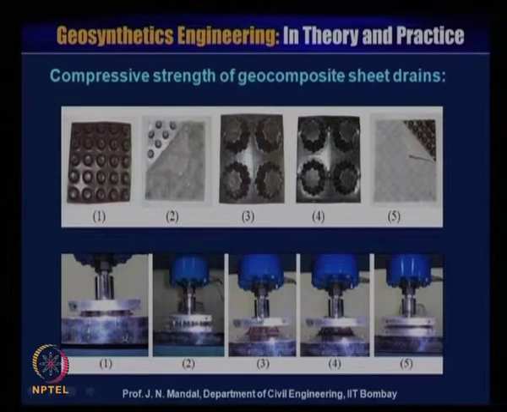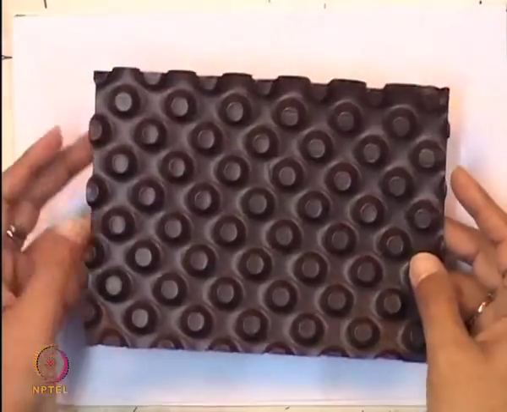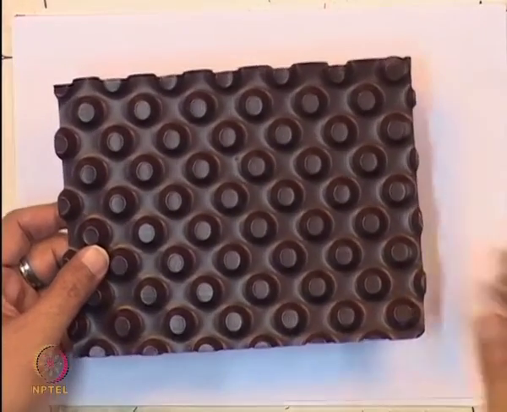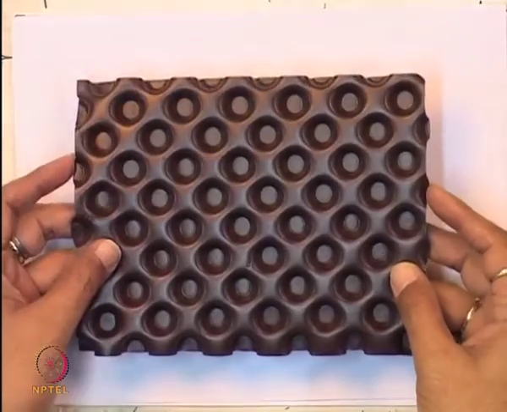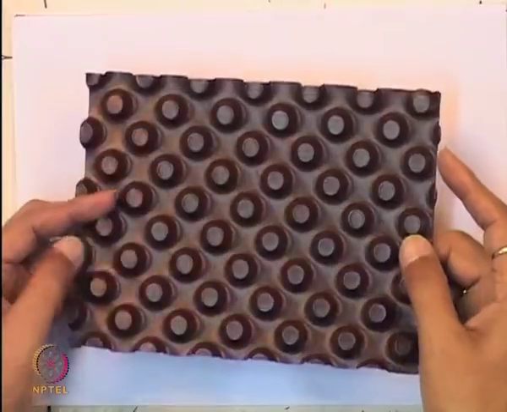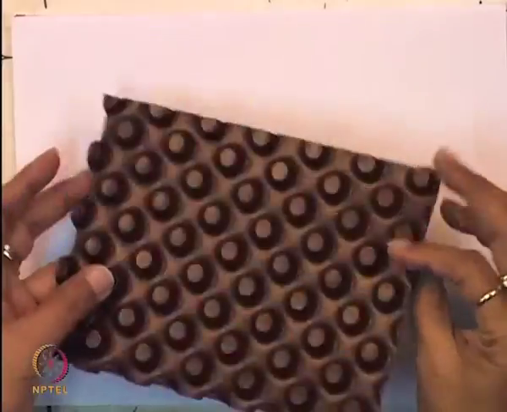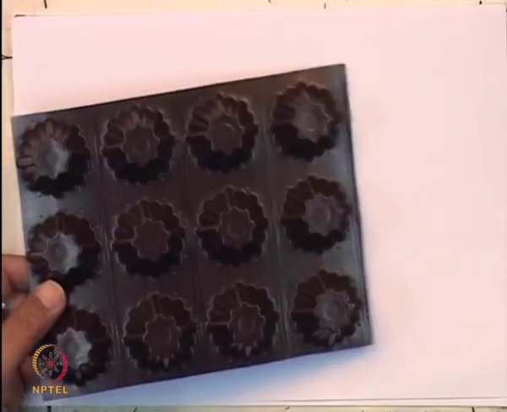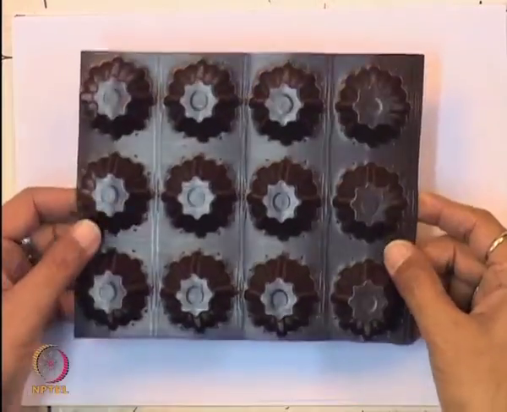So, here we have performed some compressive strength tests of the geocomposite sheet drain. There are different types of the sheet drain. You can have this kind of sheet drain, you can see this type of sheet drain, this type of sheet drain you can have. You can see that there is a difference of configuration, and you can see a cap type. Okay, this is one kind. You can have the larger type also. You can see this cap is larger than this.